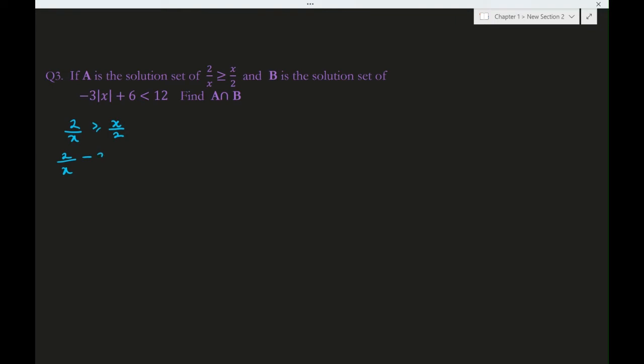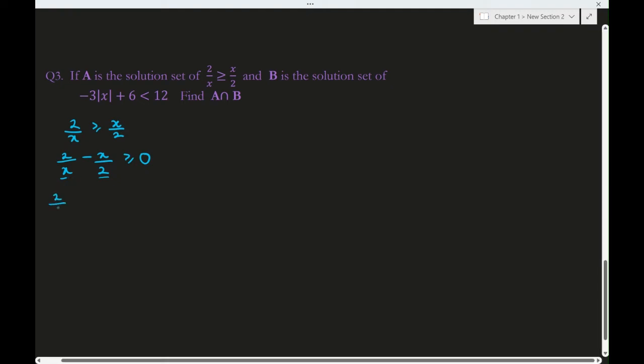This is 2 over x minus x over 2, greater than or equal to 0. This is how you solve every rational problem: transfer to one side, so you have 0 on the right hand side. Now you can try to find the LCD here. The LCD is going to be 2x.